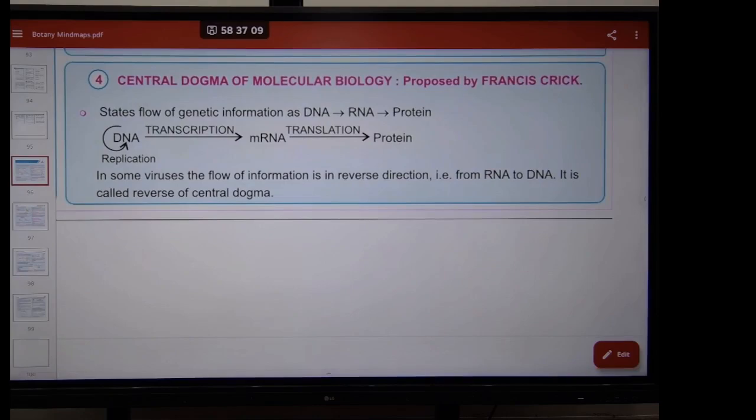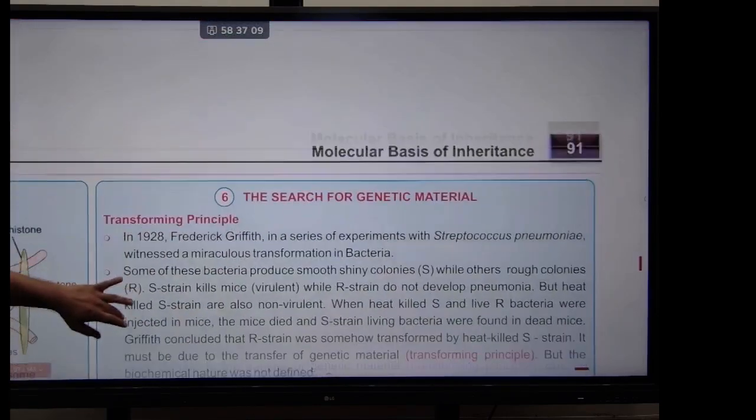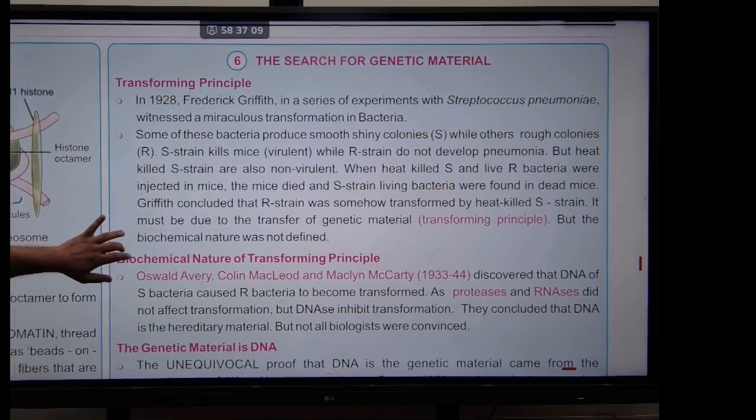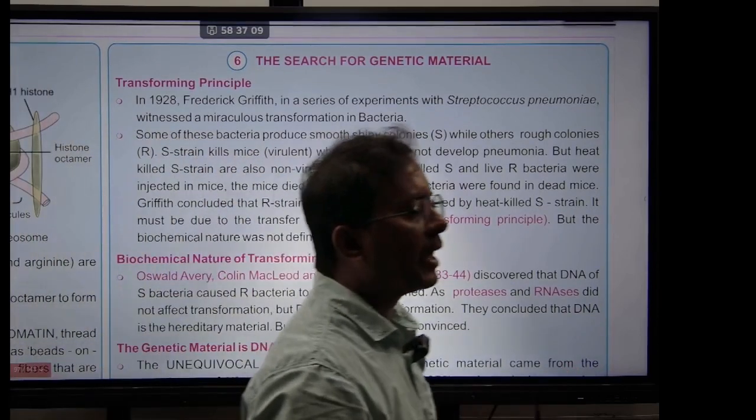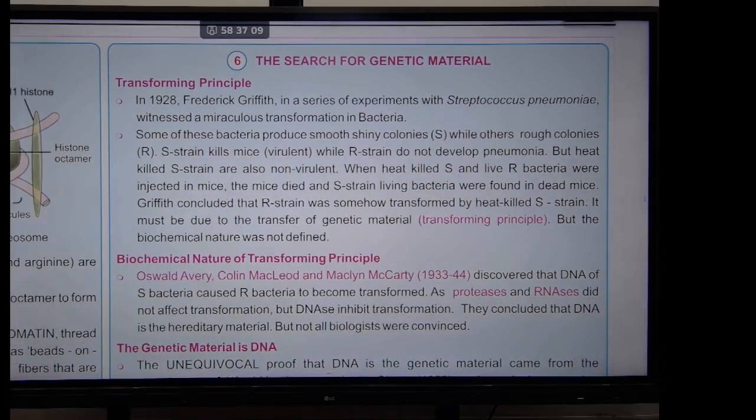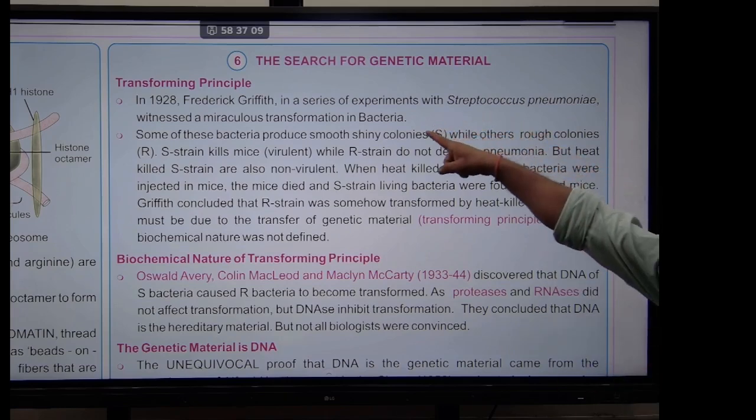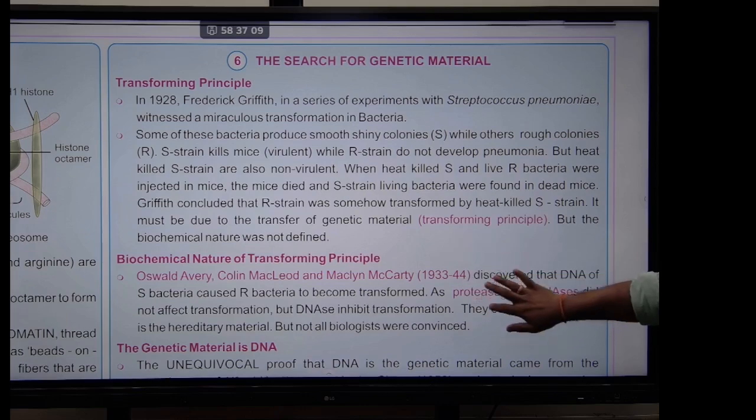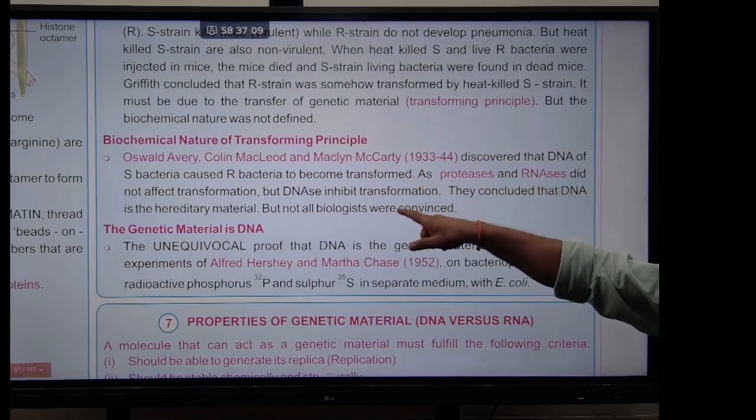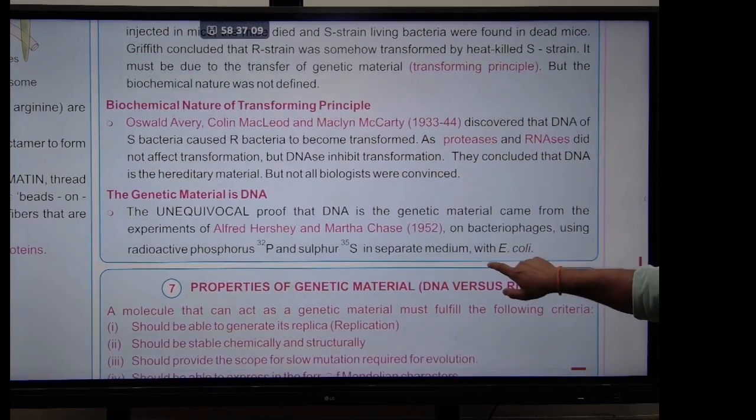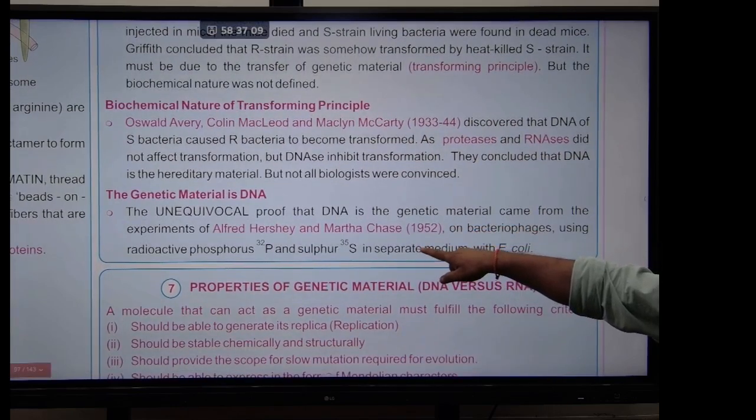So in this part, we know that this is how the information is passed on from DNA to RNA to the proteins. Now, scientists were skeptical about what the actual genetic material is. They knew that there are four biomolecules: carbohydrates, proteins, lipids, and nucleic acids. To confirm that DNA is the genetic material, several scientists performed many experiments. The most common ones are Griffith's experiment, second, Avery, McLeod, and McCarty's experiment, and third, the Hershey and Chase experiment.